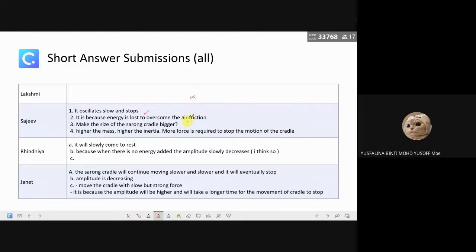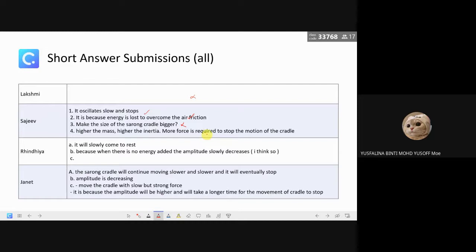Yes. Make the size of the sarong cradle bigger. If you make the size of the sarong cradle bigger, it means you increase the mass. So there will be no more energy lost to the surroundings, right? And also it's harder for you; you have to give more force. Okay, so this one is no. This one is not about the inertia. This is actually about damping.